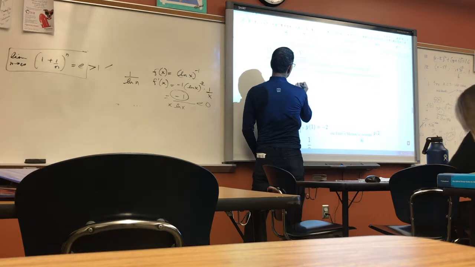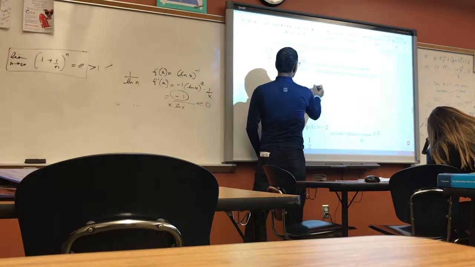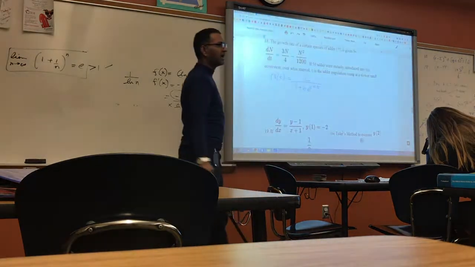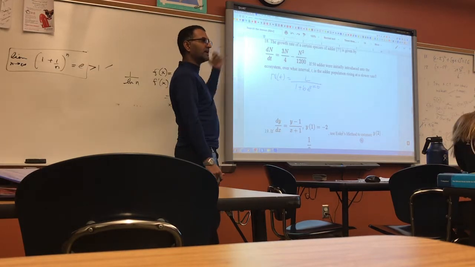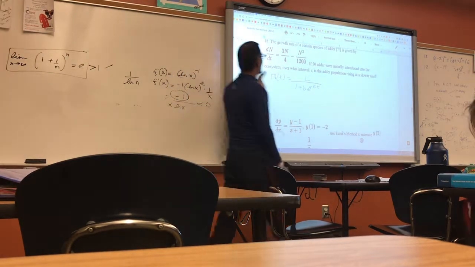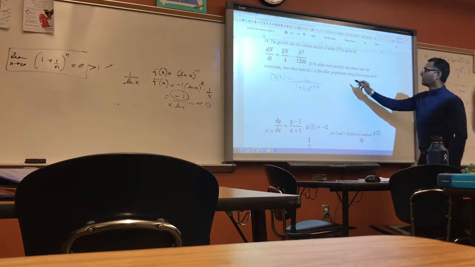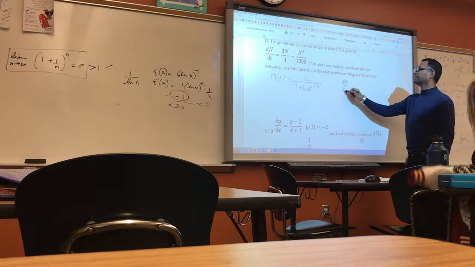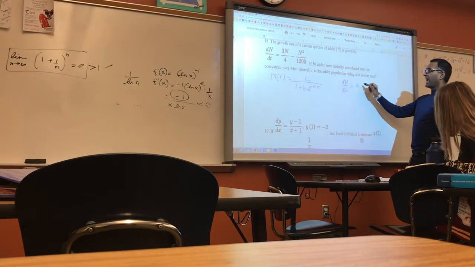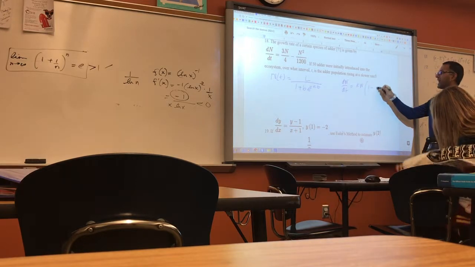L over 1 plus b e to the power negative kt. If the goal is to find L and K first, then find B, yeah? All right. Should we rewrite that? Who remembers the general formula? dn over dt equals Kn times 1 minus n over L.